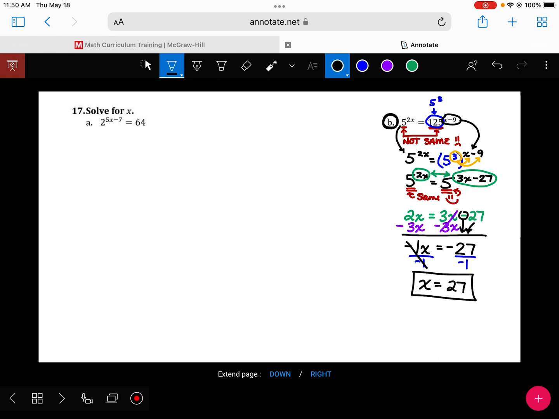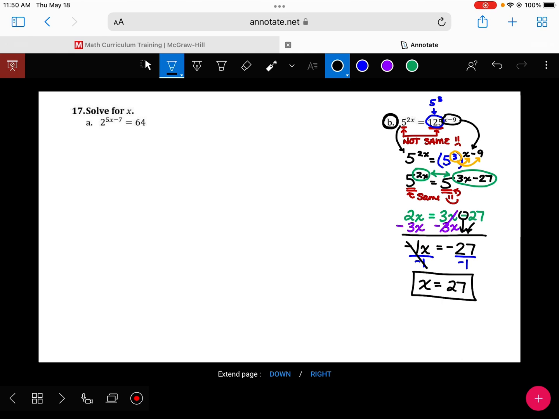So what do we do if our exponents are already... You need the bases to be equal. If the bases are equal, that automatically means the exponents are equal. But we have to check it, right? This we don't have to check. So on our exam, on a problem like this, you do not have to check.